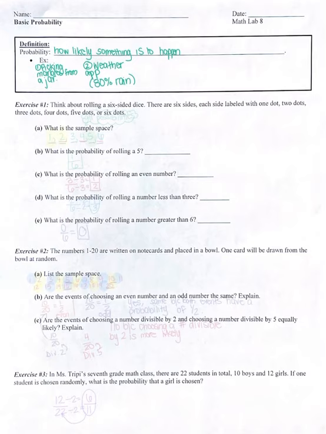So what is the sample space? And you're going to see this word a lot. What sample space means, it's all the possibilities. So all the possibilities you can get when you roll that dice. Put that in a little cloud up there. Okay, so you can get 1 dot, 2 dots, 3 dots, 4 dots, 5 dots, or 6 dots.